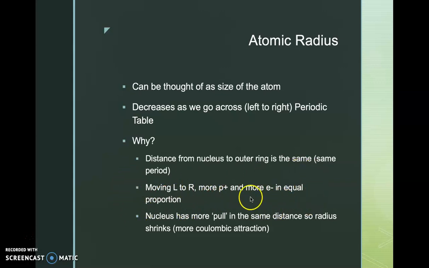This is kind of your key. You have a stronger magnet, which makes that pull smaller. Because the nucleus has more pull over the same distance, the radius shrinks because there's more Coulombic attraction.